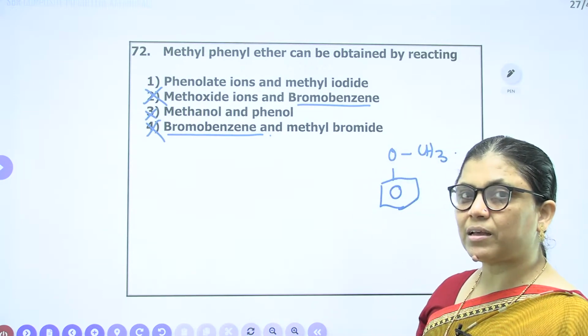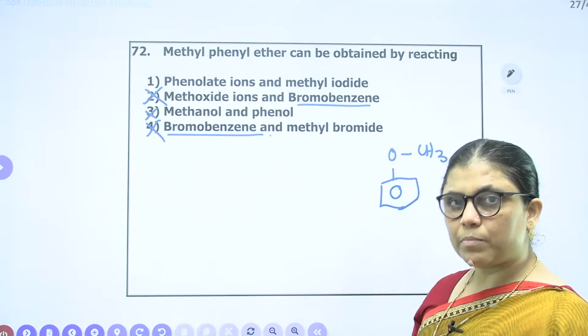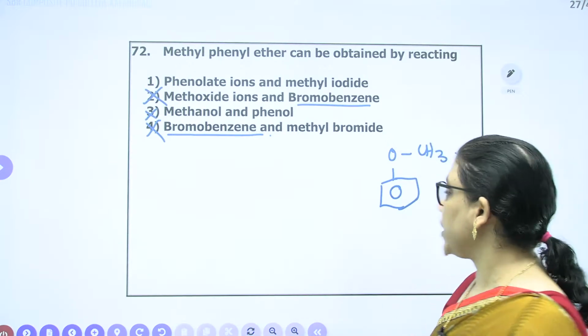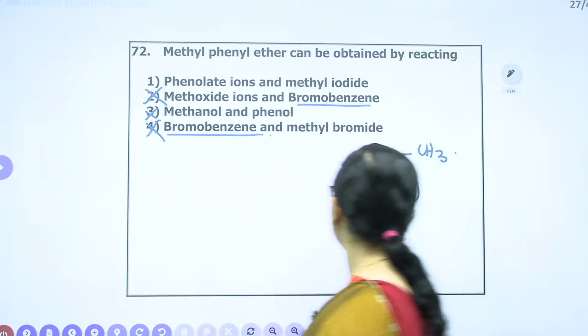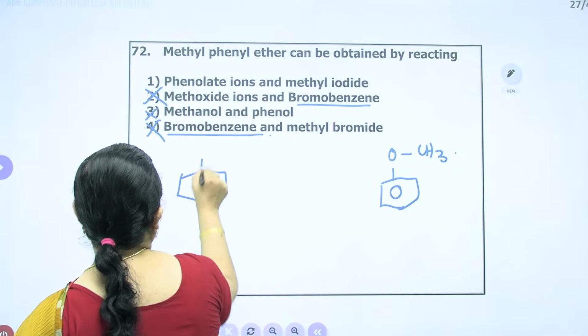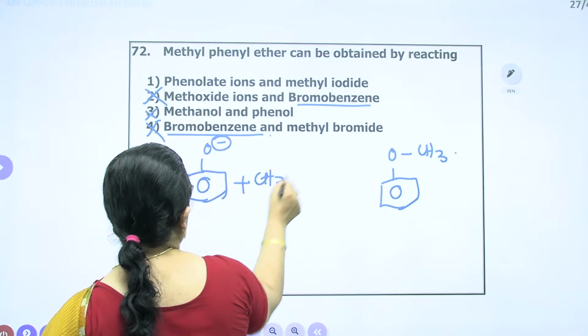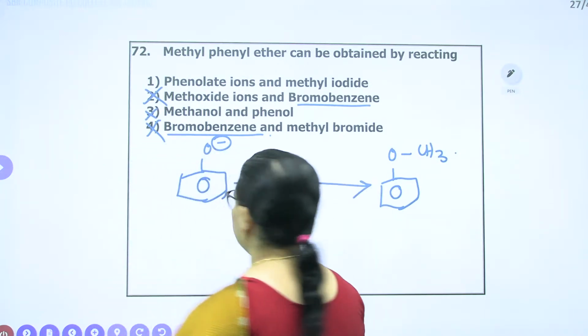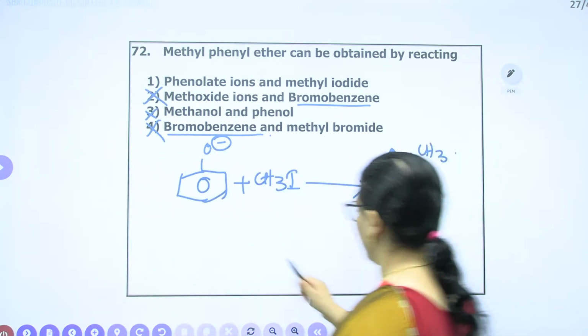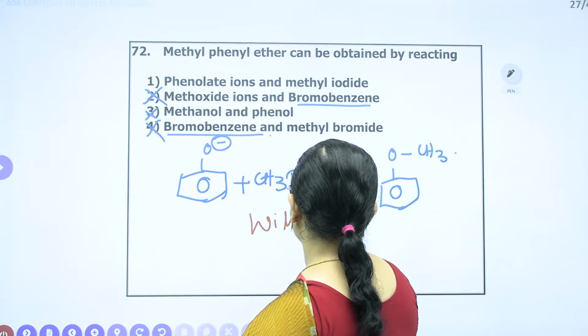Phenol is acidic in nature. When dissolved in base, it will form phenoxide ion or phenolate ion in aqueous medium. Phenolate ion O minus plus methyl iodide forms what? Ether. This is an example of Williamson's ether synthesis.